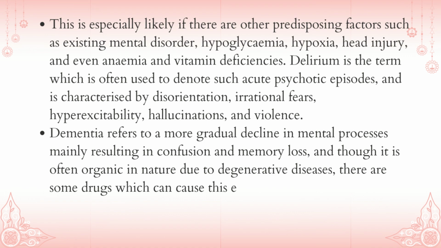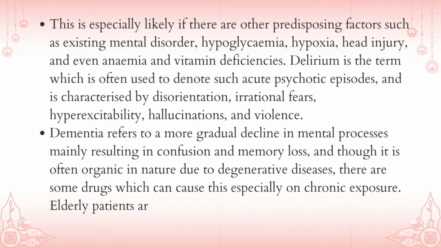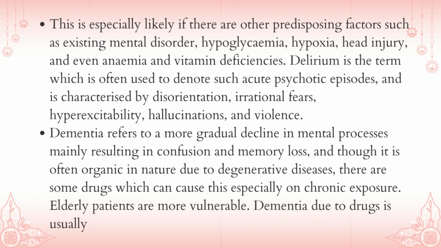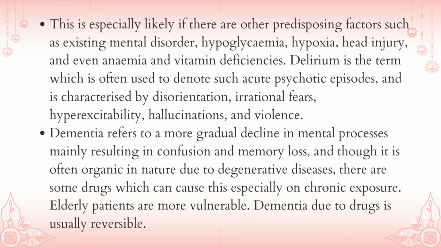Dementia refers to a more gradual decline in mental processes, mainly resulting in confusion and memory loss, and though it is often organic in nature due to degenerative diseases, there are some drugs which can cause this, especially on chronic exposure. Elderly patients are more vulnerable. Dementia due to drugs is usually reversible.